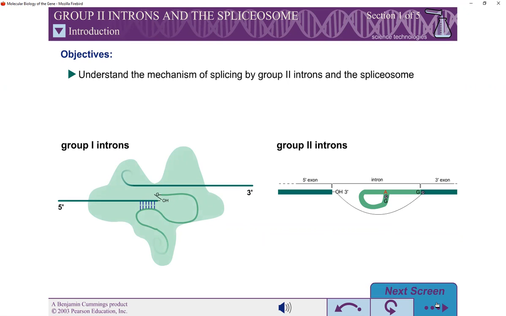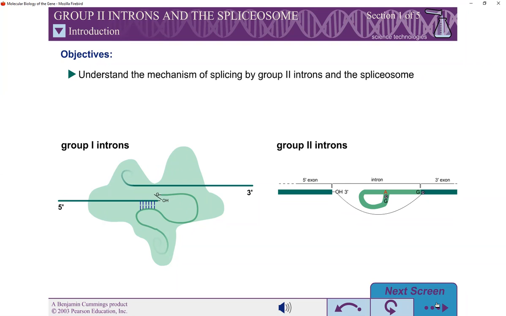Now, what you have to understand, you must know what the group 2 introns and the spliceosome apparatus are. How do group 1 and group 2 introns work and what are these introns? Firstly, we must understand the mechanism of splicing by group 2 introns and the spliceosome complex.